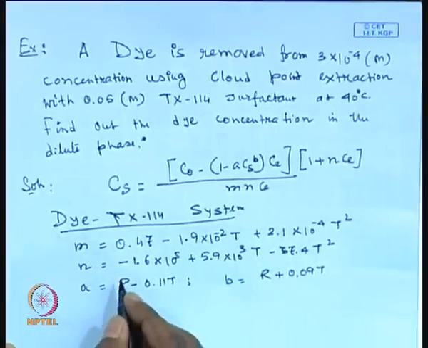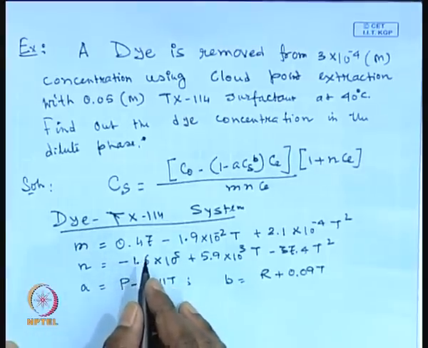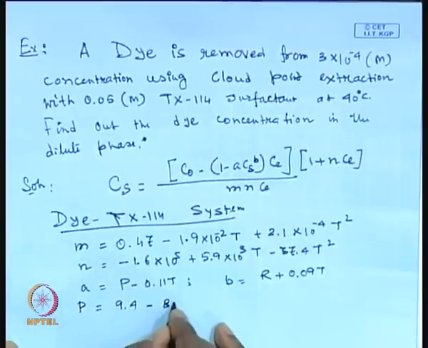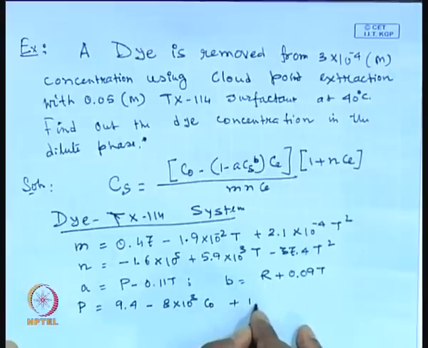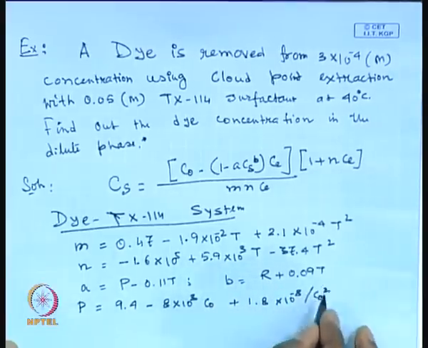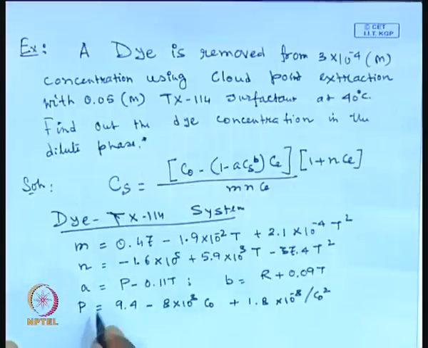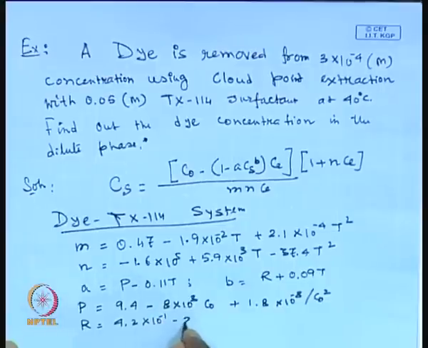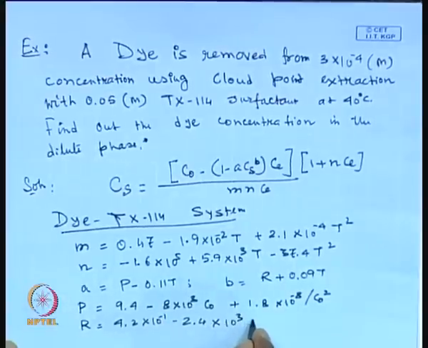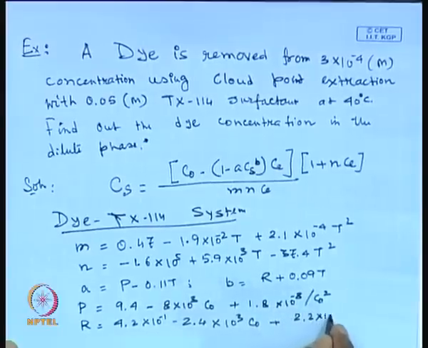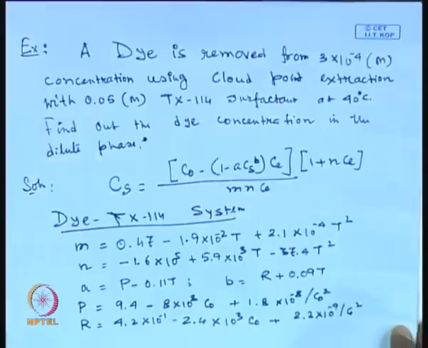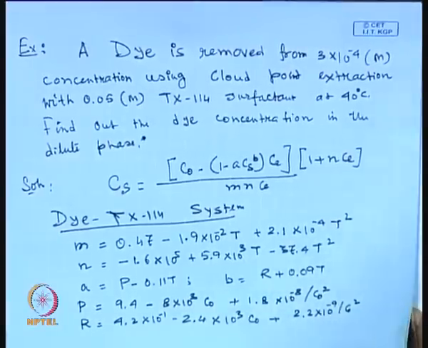The values of parameters P and R are given as a function of the feed concentration of the dye. P is given as 9.4 minus 8 into 10 to the power 3 C naught plus 1.8 into 10 to the power minus 8 divided by C naught square, and the parameter R is given as 4.2 into 10 to the power minus 1 minus 2.4 into 10 to the power 3 C naught plus 2.2 into 10 to the power minus 9 C naught square. So, these parameters A and B are functions of temperature, and the parameters P and R are functions of the feed concentration of the dye. Those are known for the dye TX 114 system.